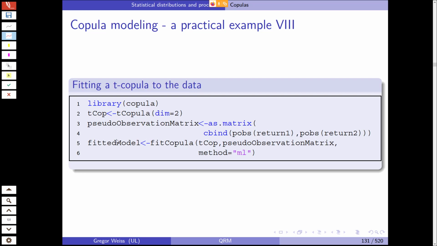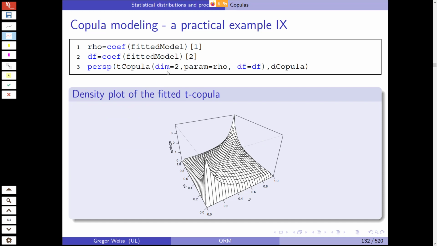Then we initialize T-cop as a T copula, and we simulate pseudo observations. We define the pseudo observation matrix, and we combine pops and pops return 2. And then we fit the copula based on the T copula, based on the pseudo observations, using maximum likelihood. And what we get is rho and the degrees of freedom, and we can plot the perspective of this copula, and you can see it looks like this.